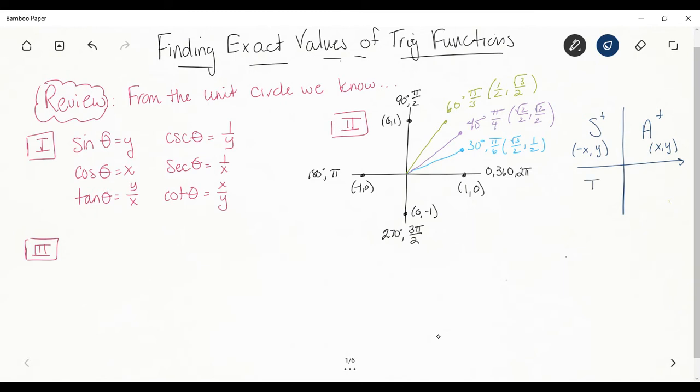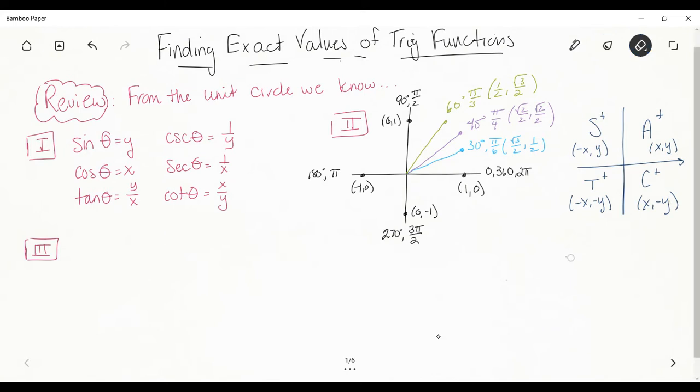In quadrant 3, we have tangent, and that's positive because both x and y are negative, and when you have that ratio, it becomes out to be positive. And finally, cosine and secant in quadrant 4, since x is positive and y is negative.